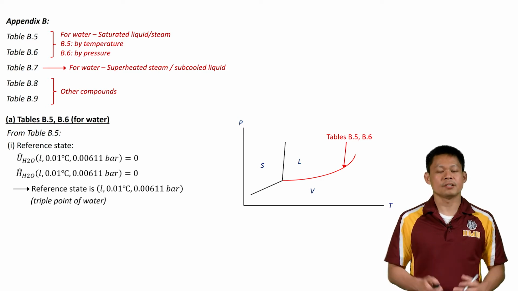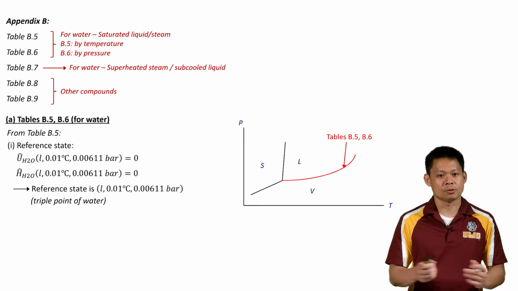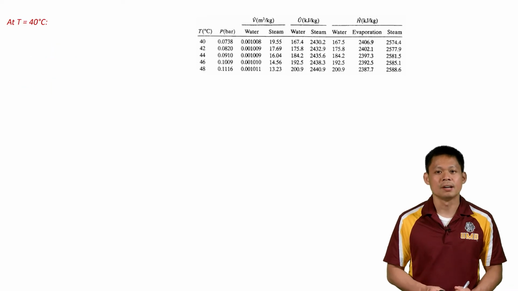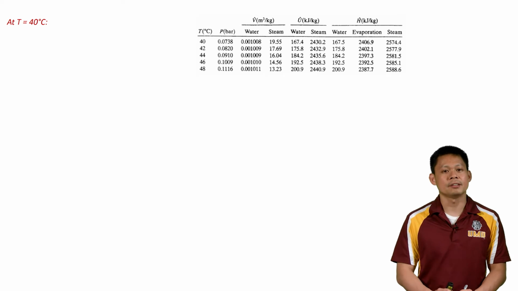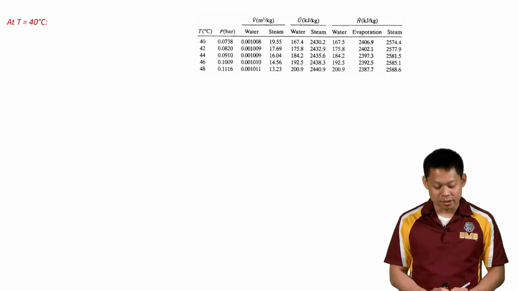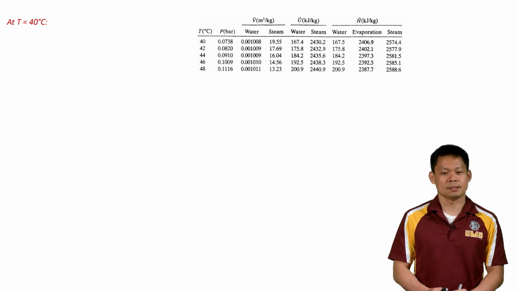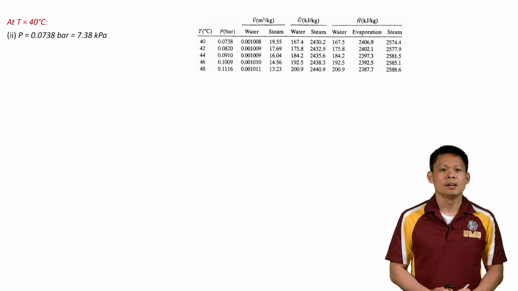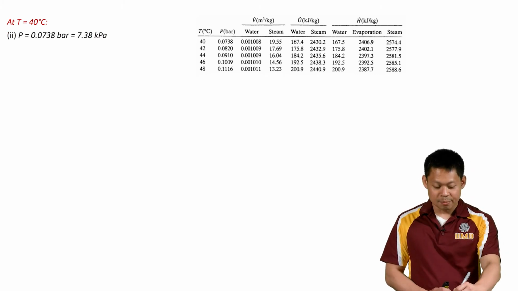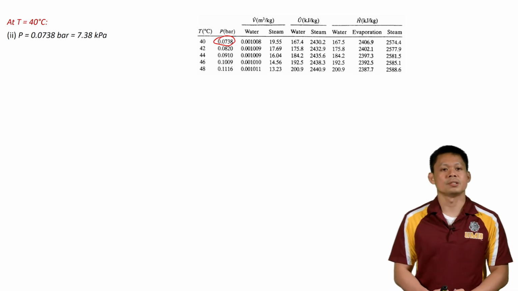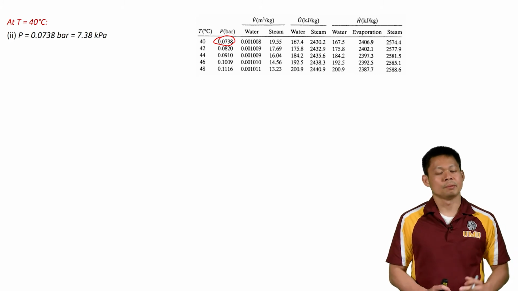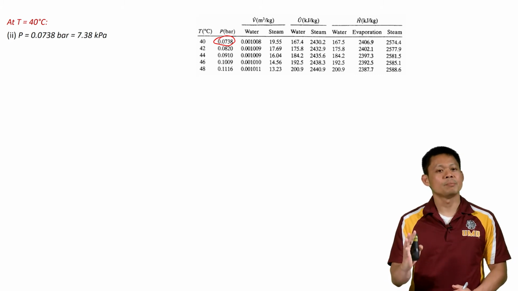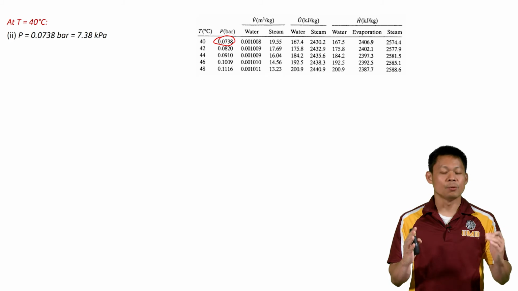All right, let's delve deeper into this table to help us understand what these values are. So here I've taken a small section of this table so we can look at it together. Let's look at what happens at a temperature of 40 degrees C. That's the first line in this small table down here. We see that at temperature equal to 40 degrees C, we are given one single pressure, and that is 0.0738 bar. Remember that we are along the vapor-liquid equilibrium line. That means at a specific temperature, we have already set the pressure.